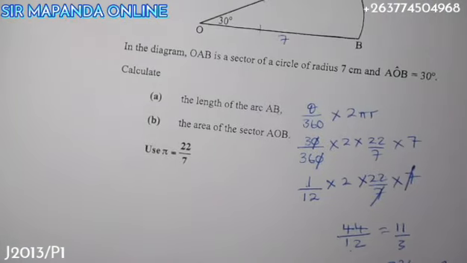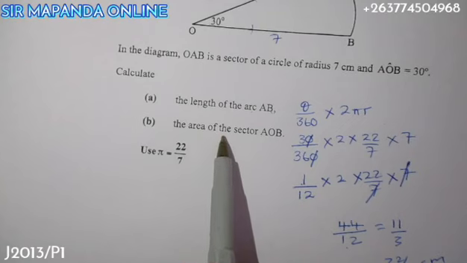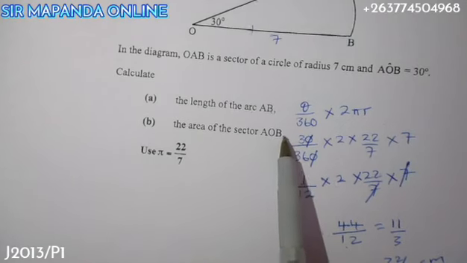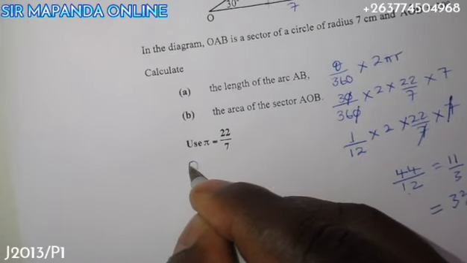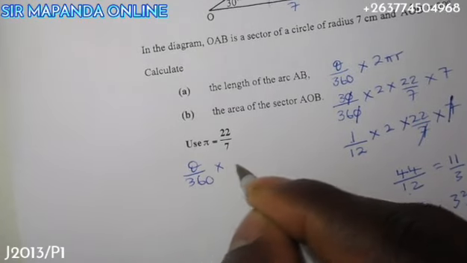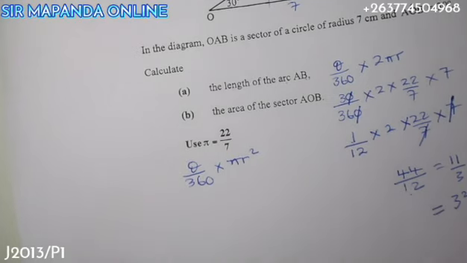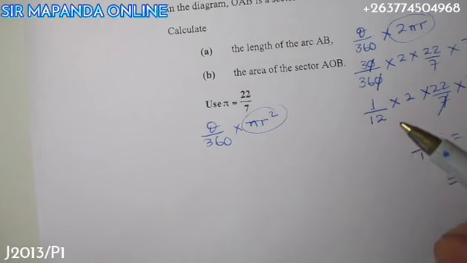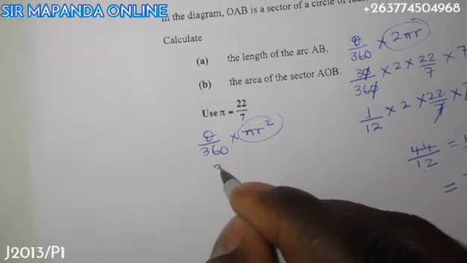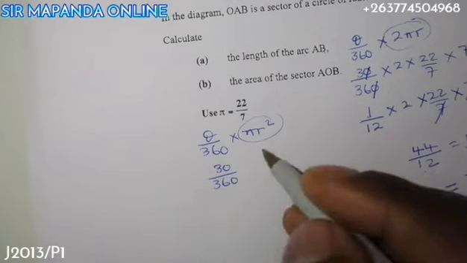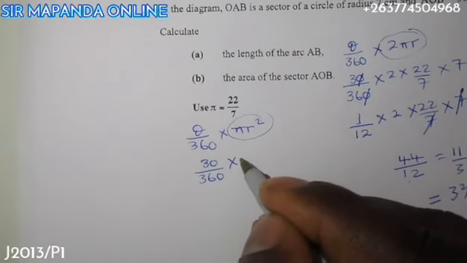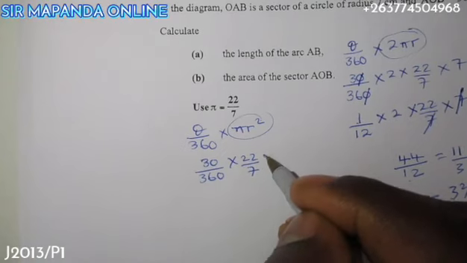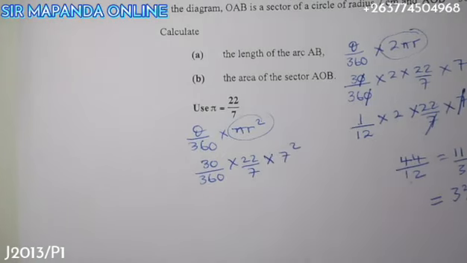Then we move on to part B. Calculate the area of sector AOB. So area of sector is found by the formula theta over 360, but this time around you multiply with pi r squared. So the difference between sector and arc is, for arc you multiply with 2 pi r, but for sector you multiply with pi r squared. So you are saying 30 over 360 times 22 over 7 times 7 squared. Remember r is 7, so you multiply with 7 squared.